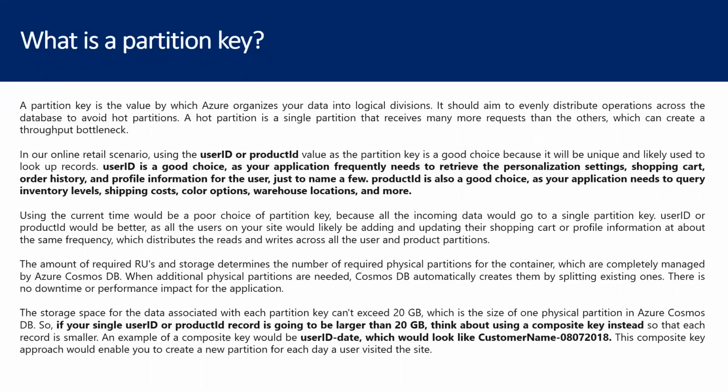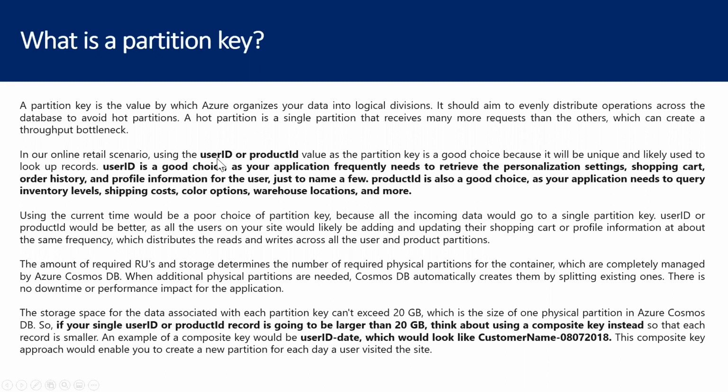Like in a relational database you create different tables, such as an employee table and a leave application table. But here you create a partition, like user ID is one partition and product ID is another partition. This way you can easily query the data. User ID is a good choice if your application frequently accesses personalized settings, shopping carts, or order history. To retrieve this, you need to know the user ID information.